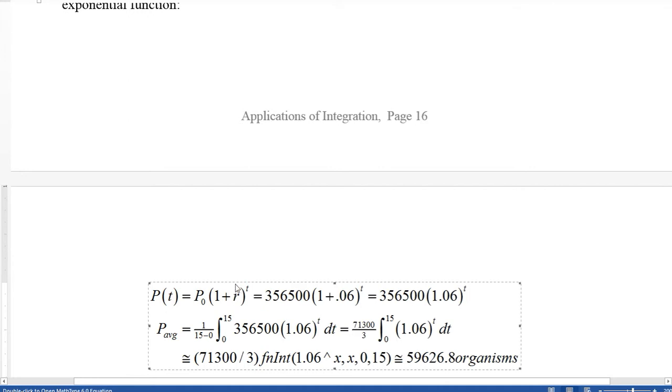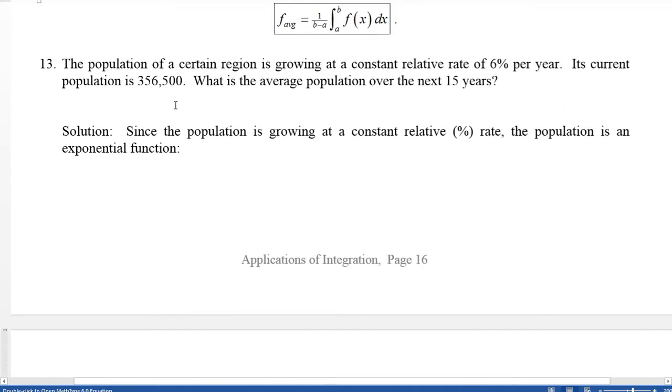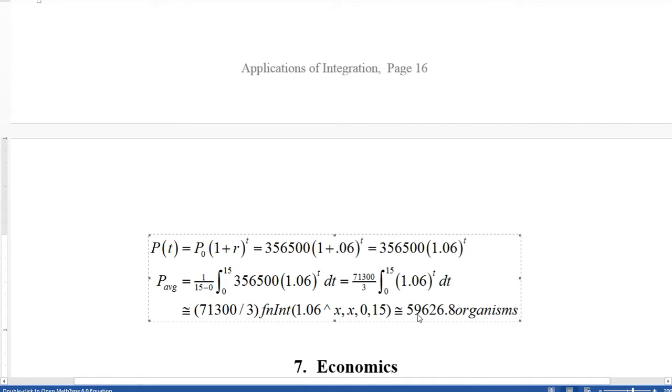And we get that many organisms, whatever this is a population of. Some kind of organism. Maybe it's people. 59,626.8. Well, let's say 59,627 people is the average number of people. Or maybe this is not people. Maybe we're talking about rabbits. Who knows? Whatever kind of organism we're talking about, that's how we get it.